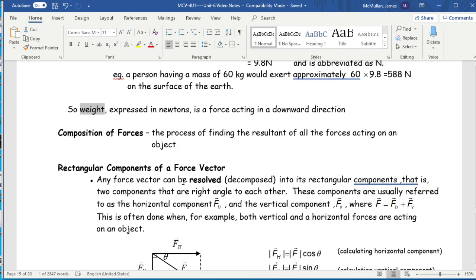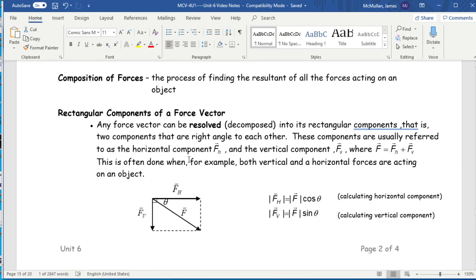Okay, the process of finding resultants. Often it is worth your time to take a force and express it as a horizontal force and a vertical force. So, to do what we did at the beginning today, take your single vector and break it into two vectors. Again, this can be done quite easily. The horizontal force is the force times cos theta. The vertical force is the force times sine theta, where theta is the angle between the force and the horizontal. Okay?